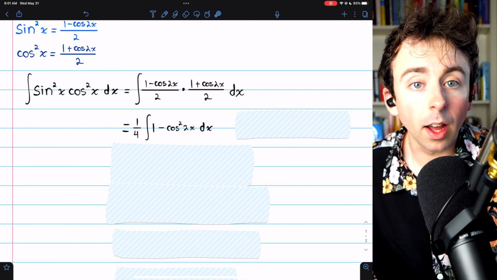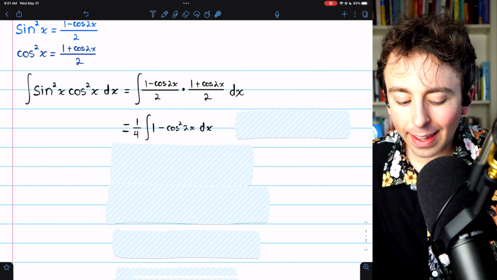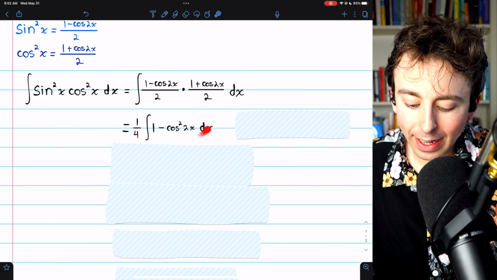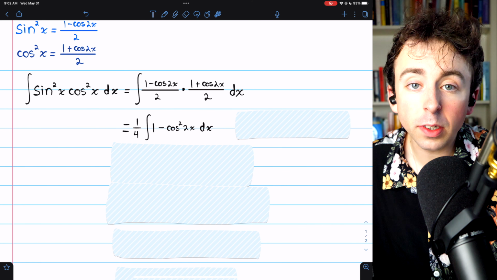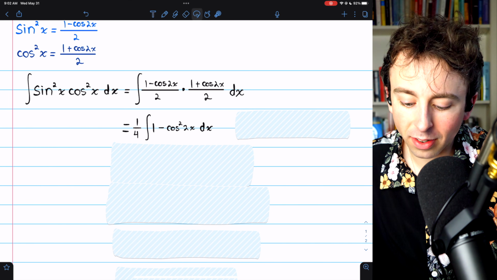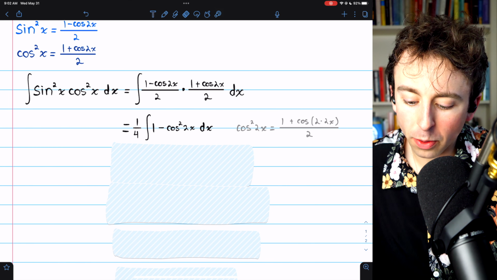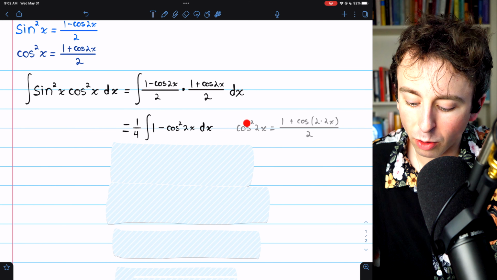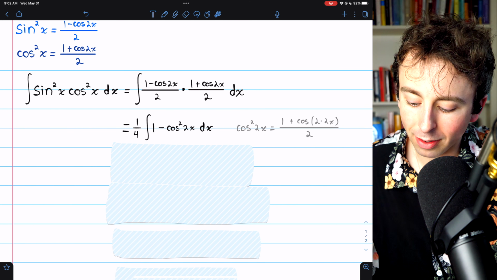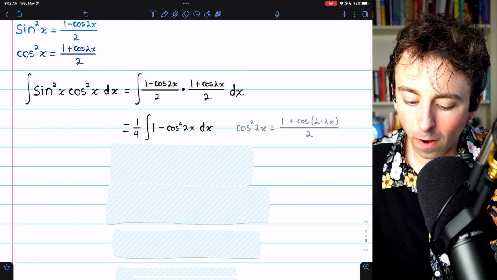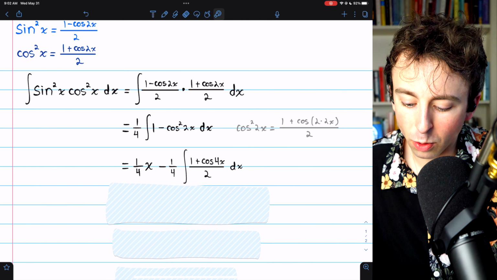cosine squared of 2x. Now we will again apply this power reducing formula, but this time we're applying it to cosine squared of 2x. Again, you've got to double the angle inside the cosine, so now we're going to have cosine of 4x. This is the identity applied to cosine squared of 2x. It's 1 plus cosine of 2 times the angle, so 2 times 2x, all over 2. And that gets us to this.